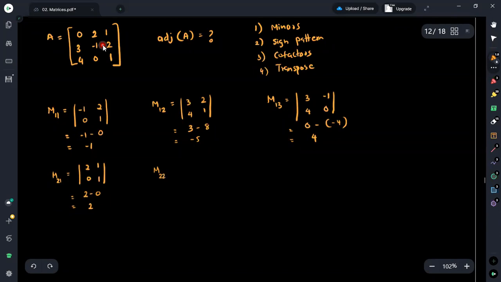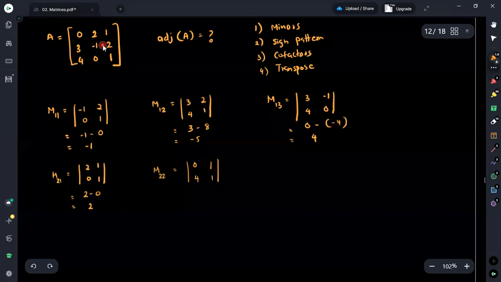Then M22, if you perform in a similar manner, you will get the remaining elements as 0, 1, 4 and 1. Second row cut down with second column: 0, 1, 4, 1. Then you will get this as 4 minus 0, which equals plus 4.